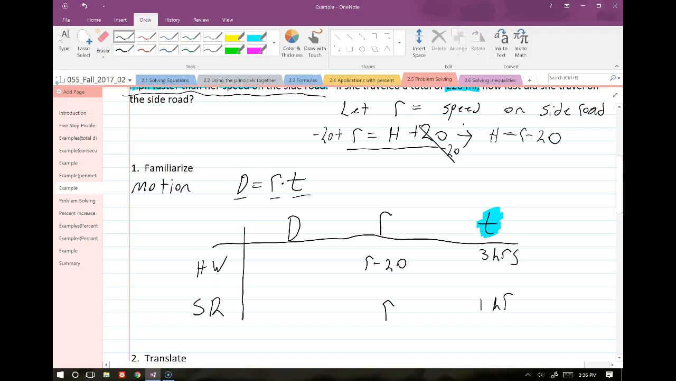Now we can finish our equation for distance. We had the total distance before, but now we have a substitute for the distance of each leg. Since the distance of each leg, let's say d1 for leg 1, is equal to r1 times t1, for d1 we can say r minus 20 times 3. And then for the side road, we say 1 times r. Does that make sense, what I just did?